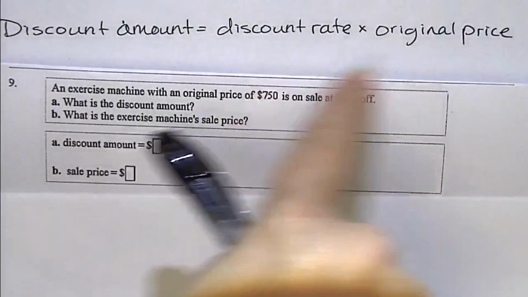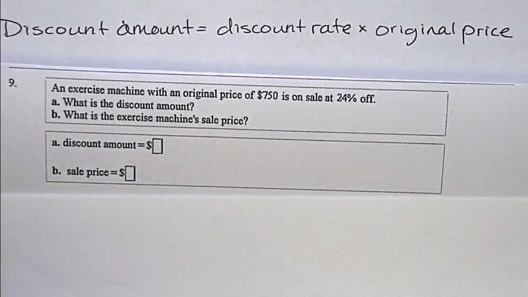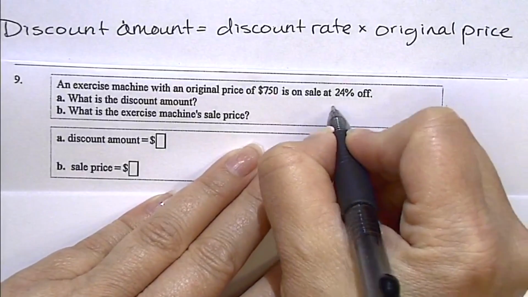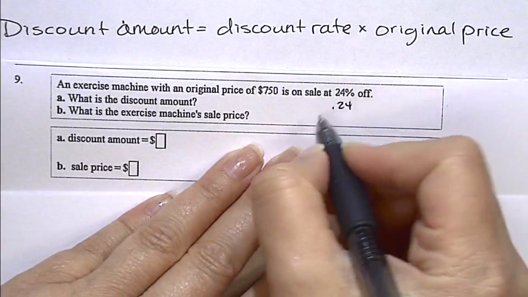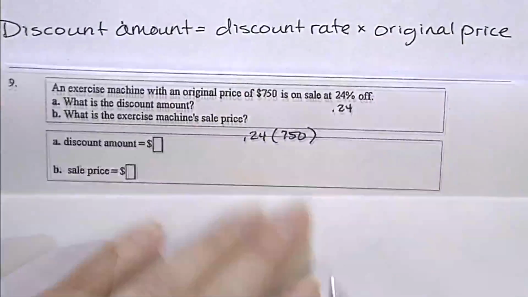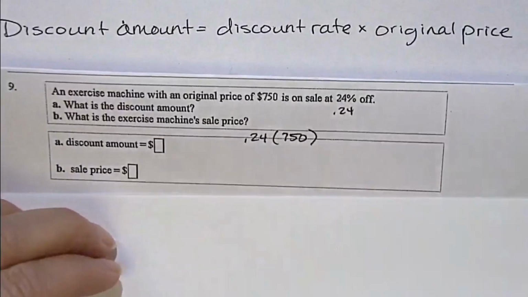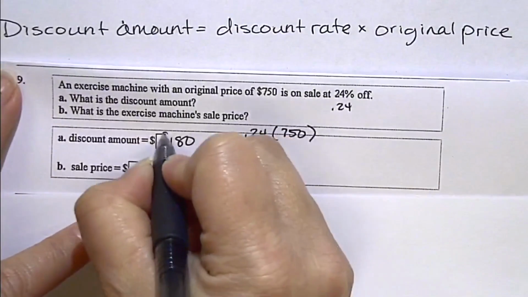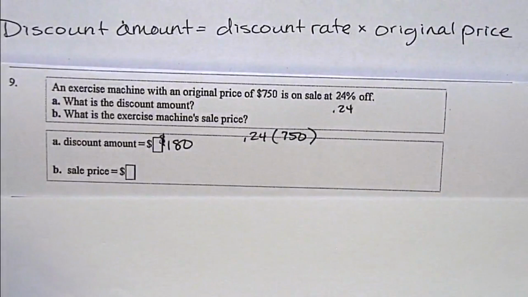So you just take your discount rate times your original price to find out how much they're going to take off the price. So again, what's 24% as a decimal? 0.24. And so you've got 0.24 times 750. And hopefully you get 180? Okay. So that's your discount. That's how much is going to be reduced from the price.